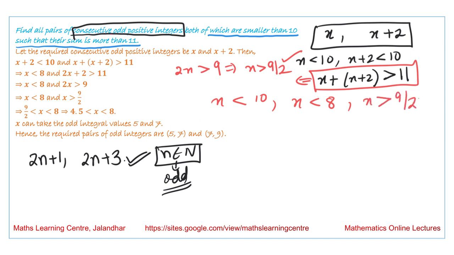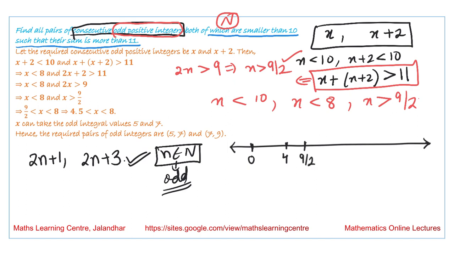Now we are talking about positive integers. It means the domain of these inequalities is N. So to find the natural numbers which satisfy these inequalities, we plot these numbers on the number line. Suppose this is 0, somewhere over here it is 4, then this is the number 9 by 2, then we have the numbers 5, 6, 7, 8, 9, 10 and so on.